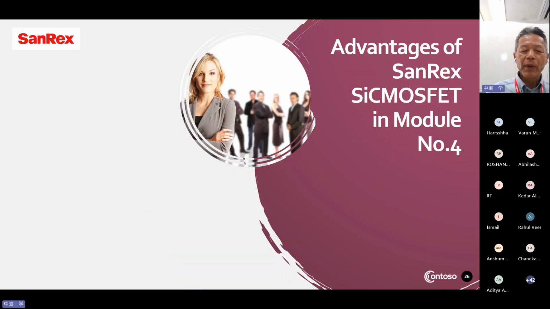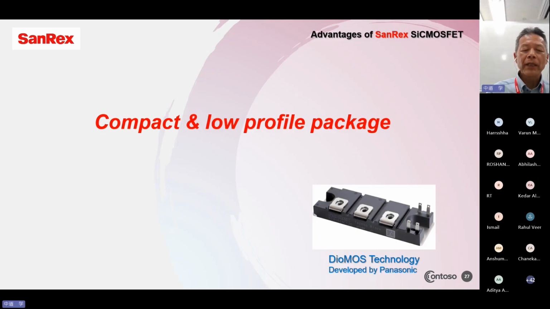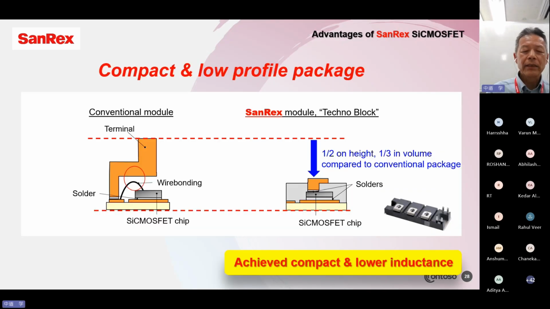And next, advantage number 4, compact low profile package. This is the structure of the module. Left side is the conventional module package, and right side is our new package. It's called Technoblock. Our new package, Technoblock, is 50% lower in height and 1/3 in volume. Very, very compact. We achieve lower inductance as well.